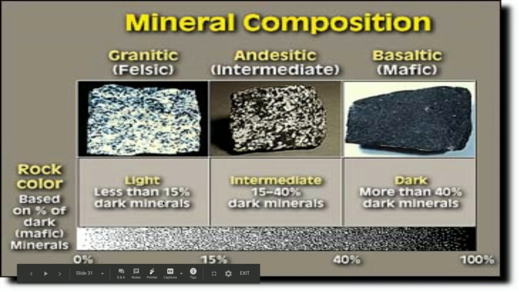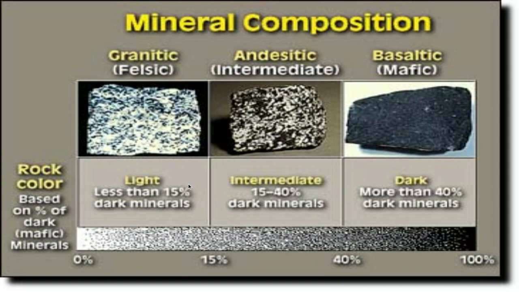Granitic or felsic tend to have less than 15% of your dark colored metals, your magnesiums, your irons, your metals that make things dark colored. Over here, we have basaltic or mafic rocks. And if more than 40% of the mineral composition is metals, that will make the overall appearance much darker.